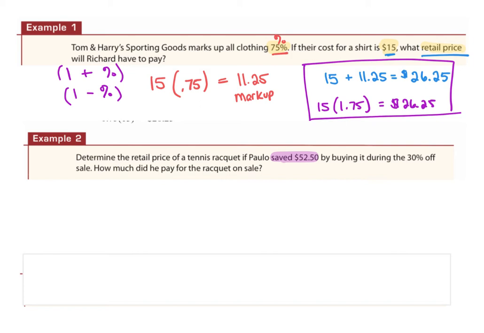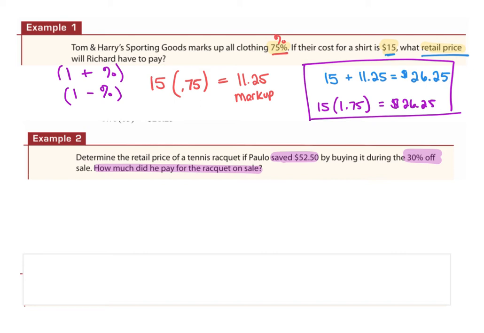They told us his discount amount. They also told us it was a 30% off sale. So they told us the discount percentage. They want to know what the original retail price was. They want to know, actually, how much he paid for it. So we know how much he saved on it. We know the percentage of what that was, but what we don't know is what he paid for it.